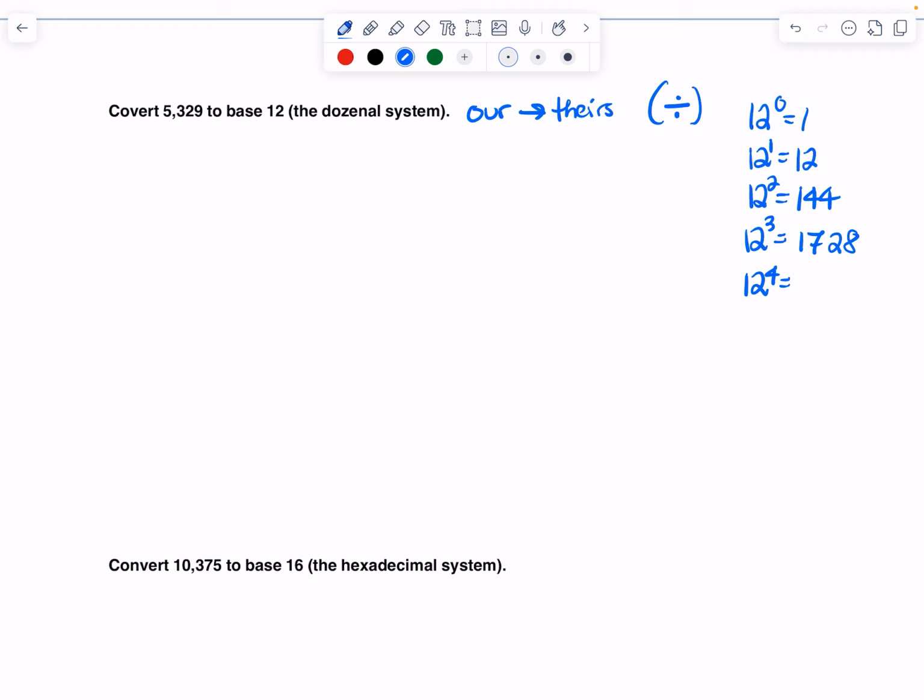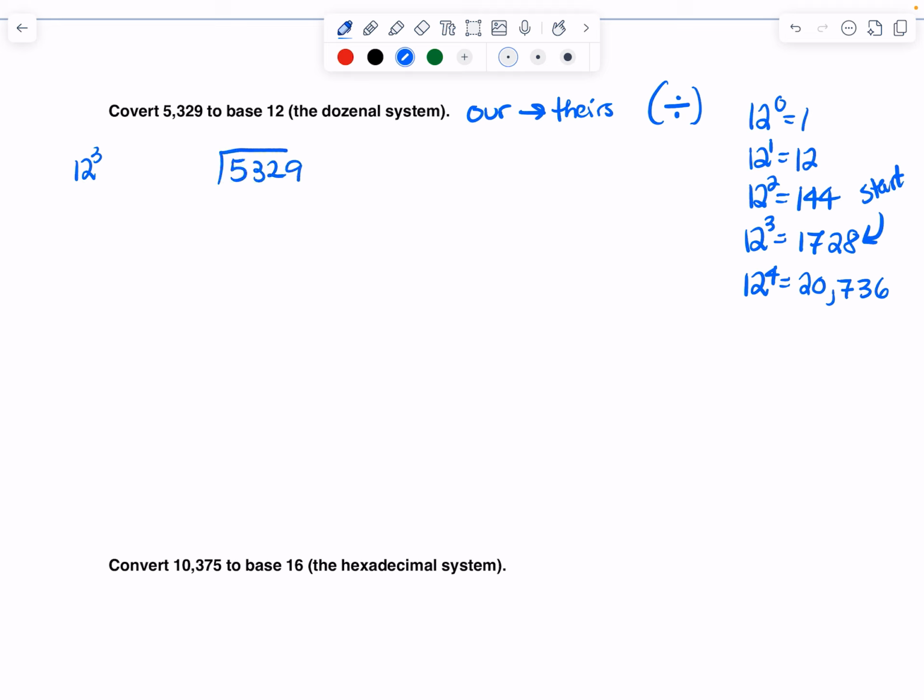Okay, getting closer. Let's go ahead and do 12 to the fourth, which I'm going to guess is probably going to be too big. It is. It's 20,736. So I know I have to start at 12 to the third. So I'm going to put a little note that I'm starting at 12 to the third up at the top here.